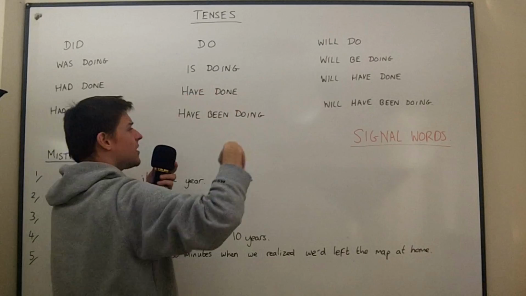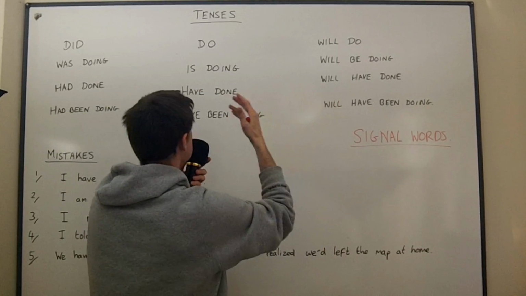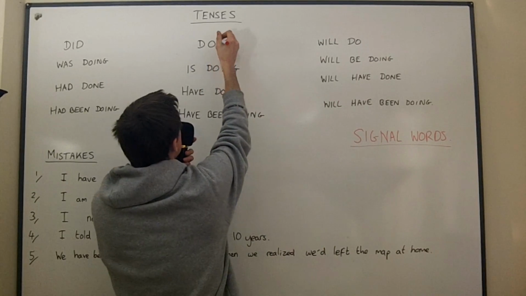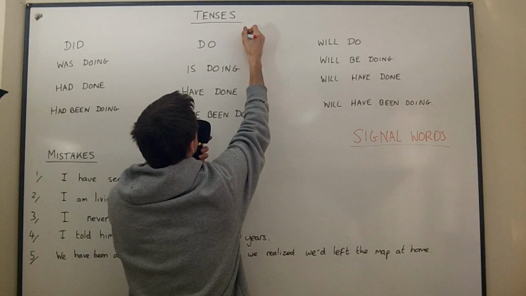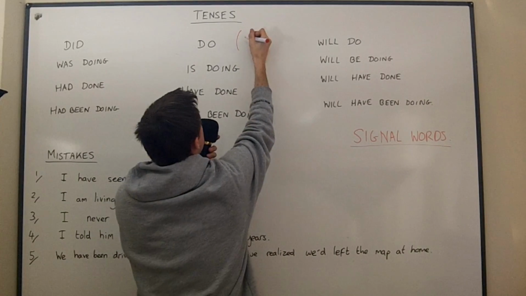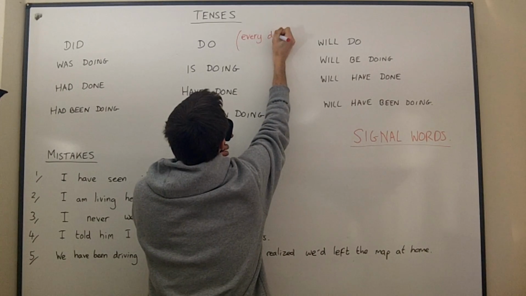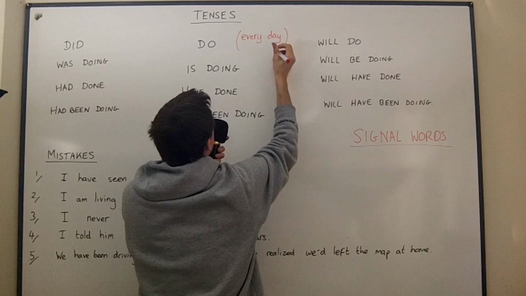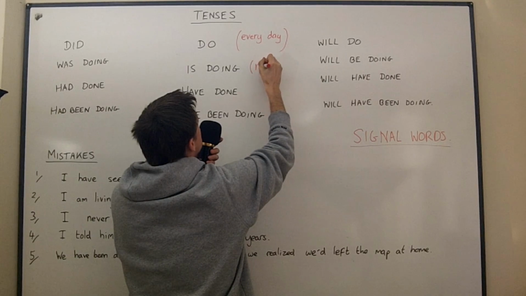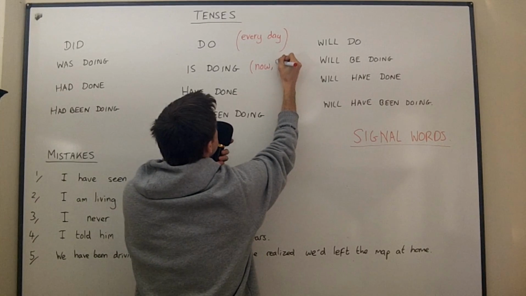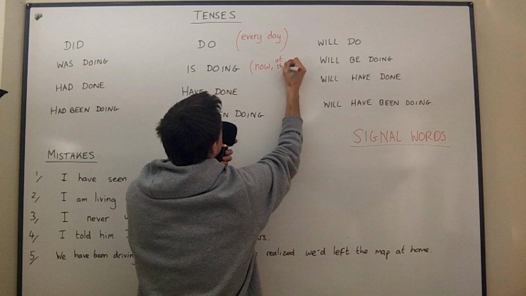So let's try and summarize how we use these tenses. First of all, present simple. Present simple is for things which happen every day, every week, every month. Yeah, it's not for things happening now, which is a signal word for present continuous.